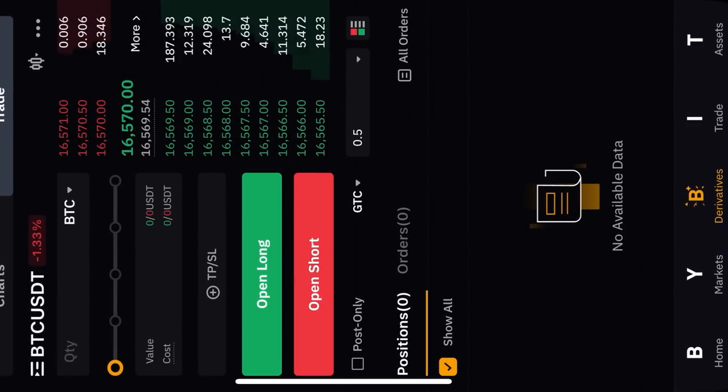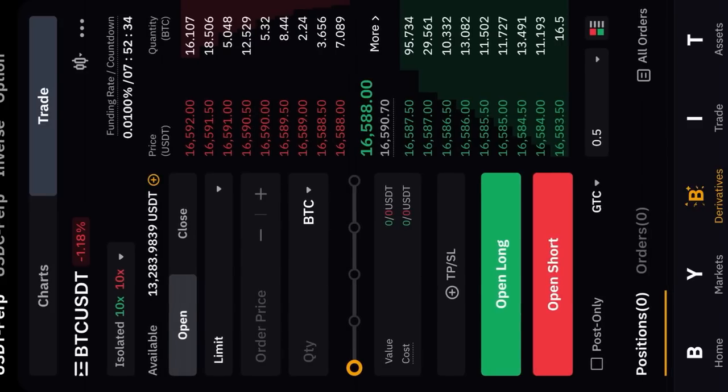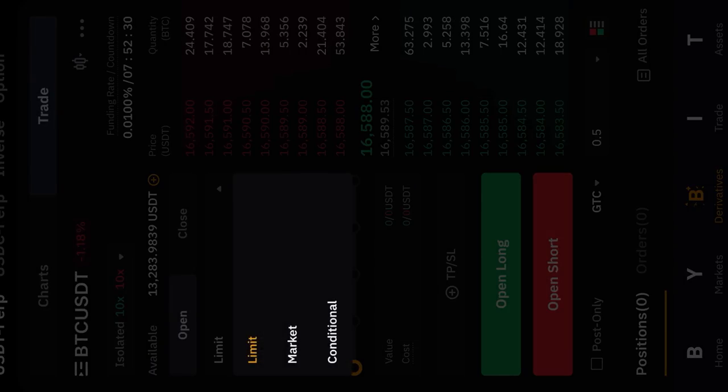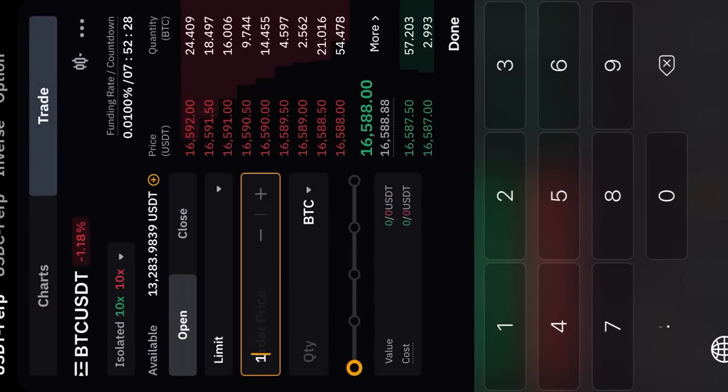So over on Bybit, I'm going to short Bitcoin. I was short, but then I closed that short, which was a mistake. So I'm going to open a limit order trade at 16,000.